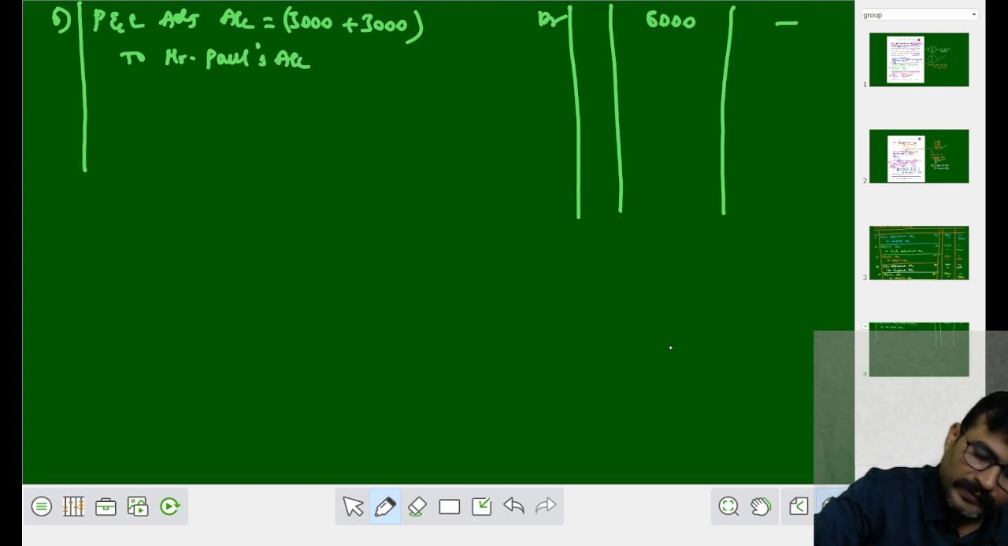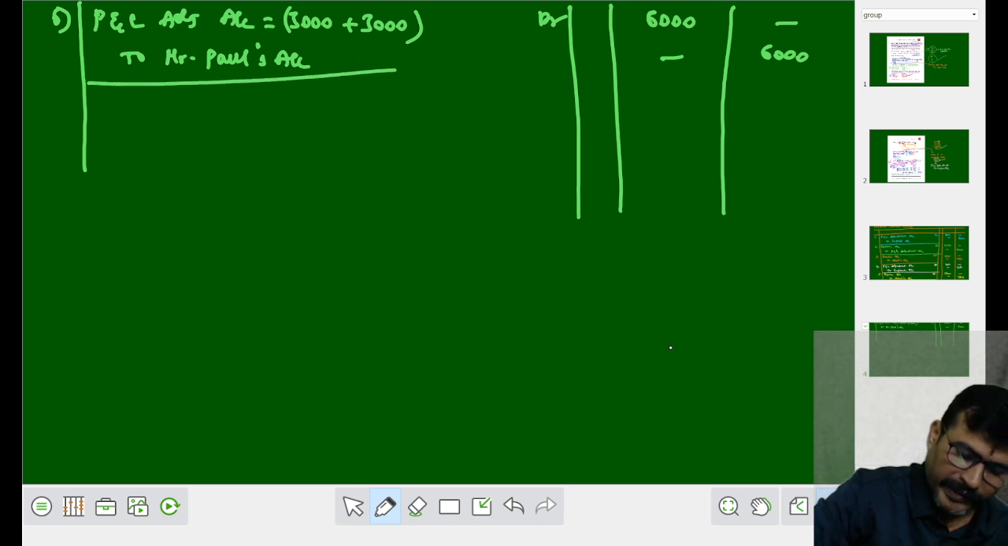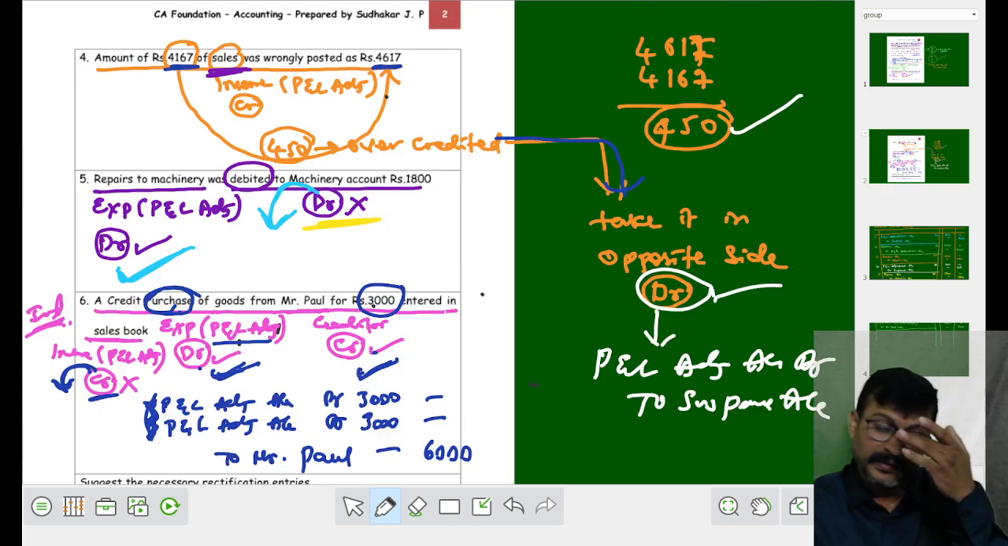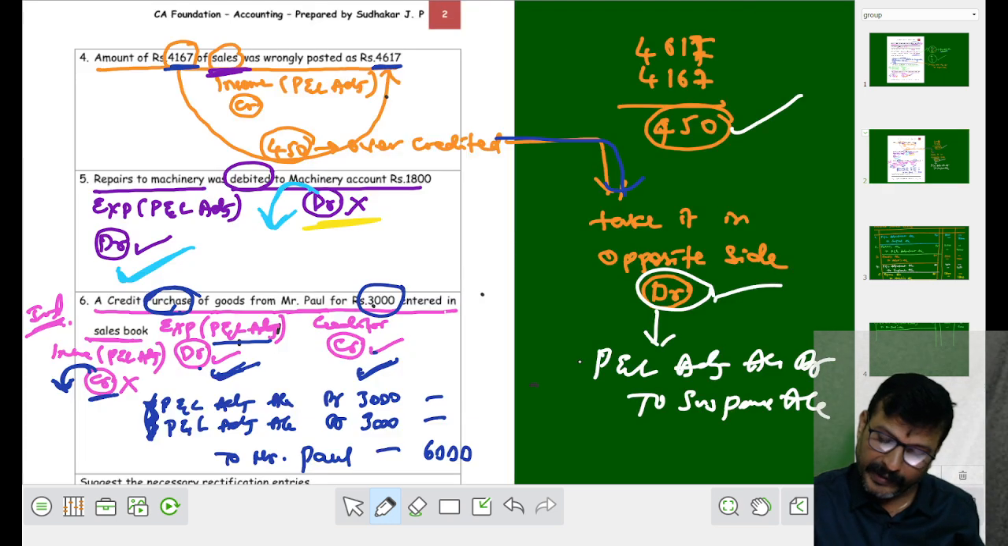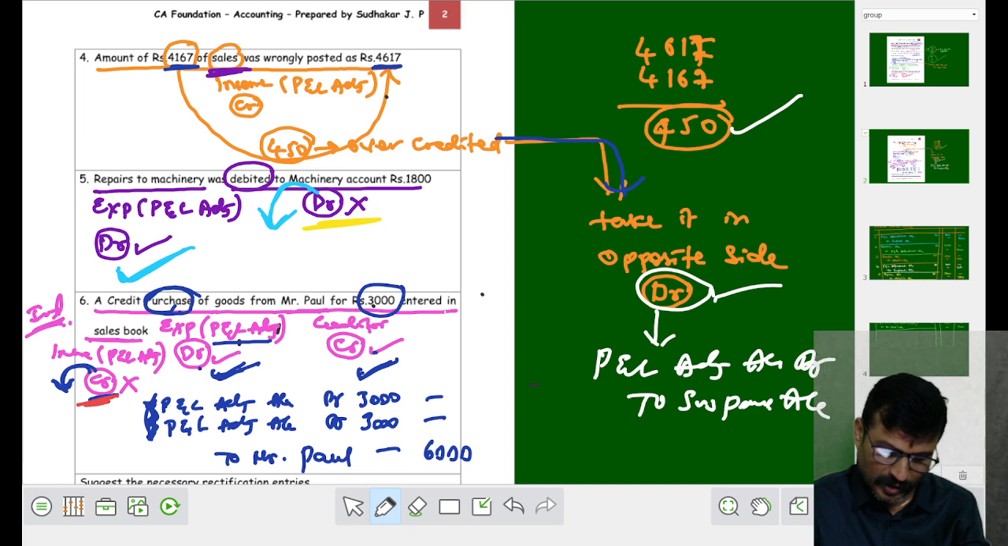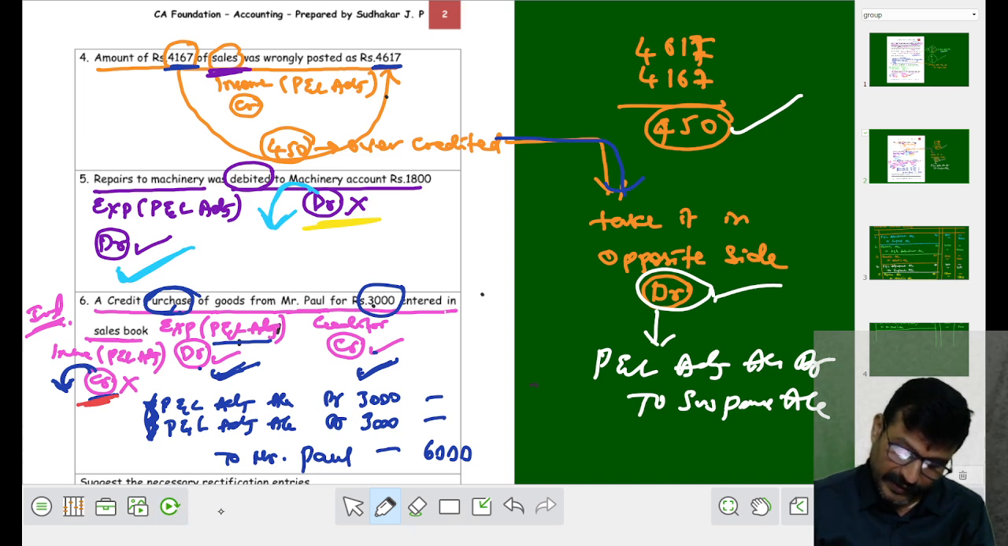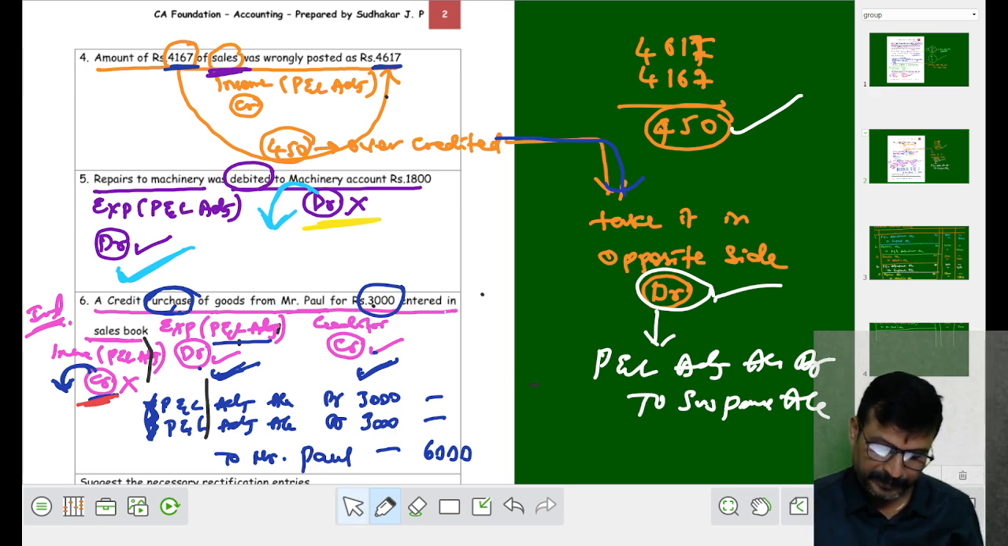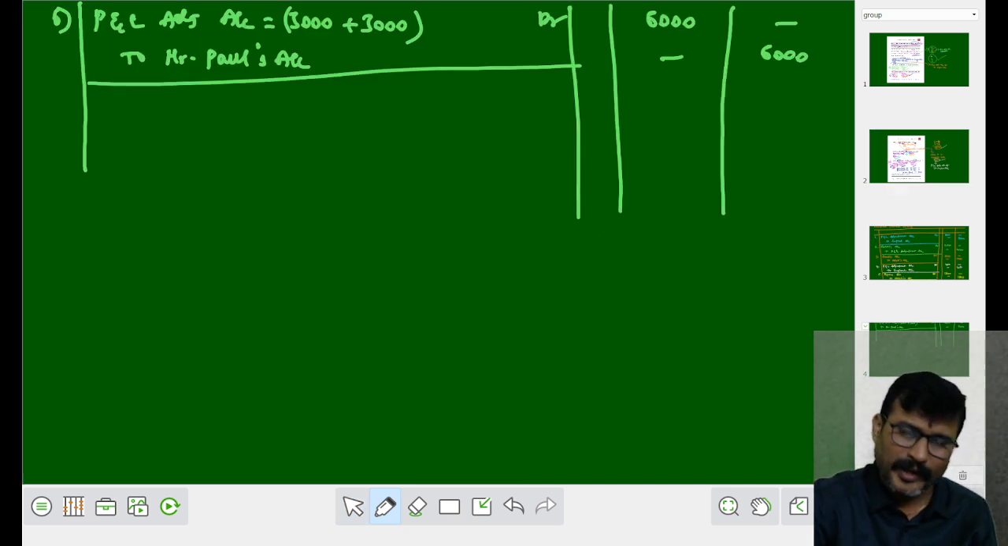Paul's account, how much is it? 6000. Being wrong crediting, being a wrong credit in sales account is rectified. So this completes all the entries. Suggest the necessary entries, right? That is what they are asking, suggest the necessary entries. Fine, rectified entries. Now we completed all the entries.